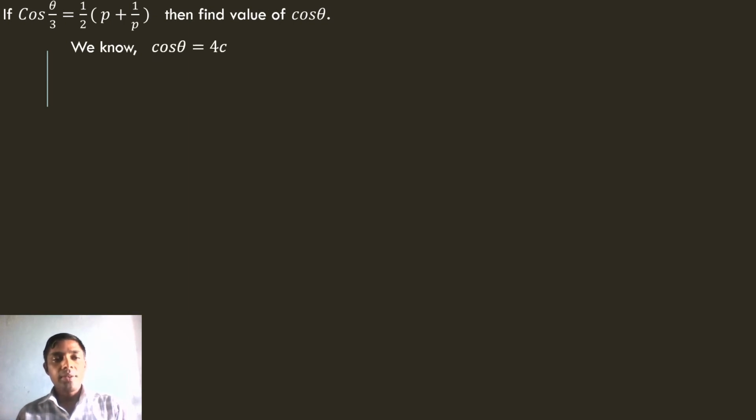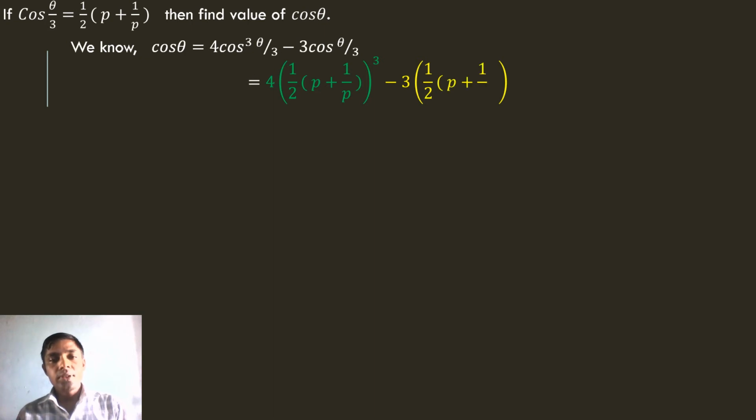So we'll apply the sub angle formula we know: cos theta equals 4 cos cube theta by 3 minus 3 cos theta by 3. As we are given this value of cos theta by 3, we'll replace cos theta by 3 with 1 by 2 times p plus 1 by p, and here it is whole cube, so we'll keep the whole cube outside. Same way here also, 3 times 1 by 2 times p plus 1 by p.